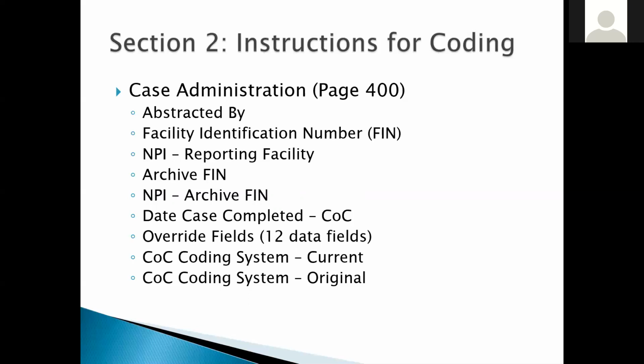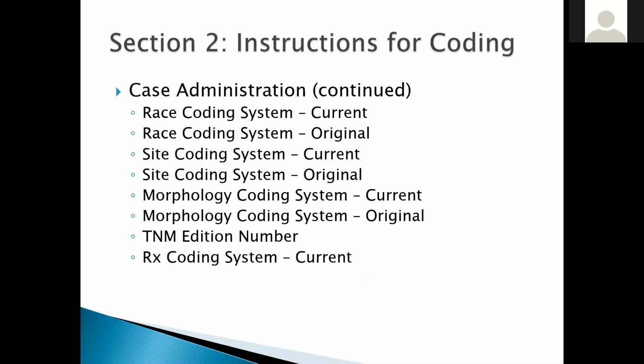They are done for you. The data field that you must fill in and complete yourself is abstracted by, which is your initials. This verifies that you completed the abstract and the date in which you did it. We will use this section next semester when we talk about edits. But right now, it's really a section that's behind the scenes. And the data fields listed here are also pre-filled.